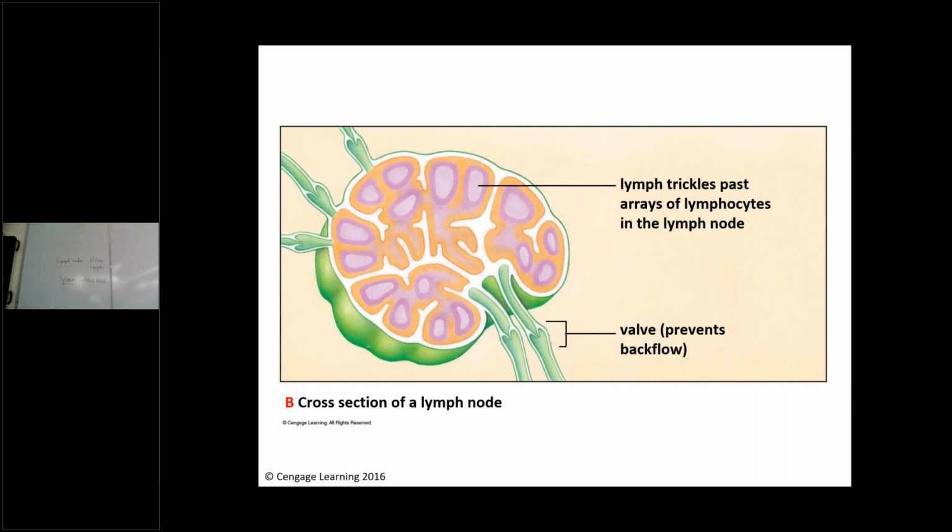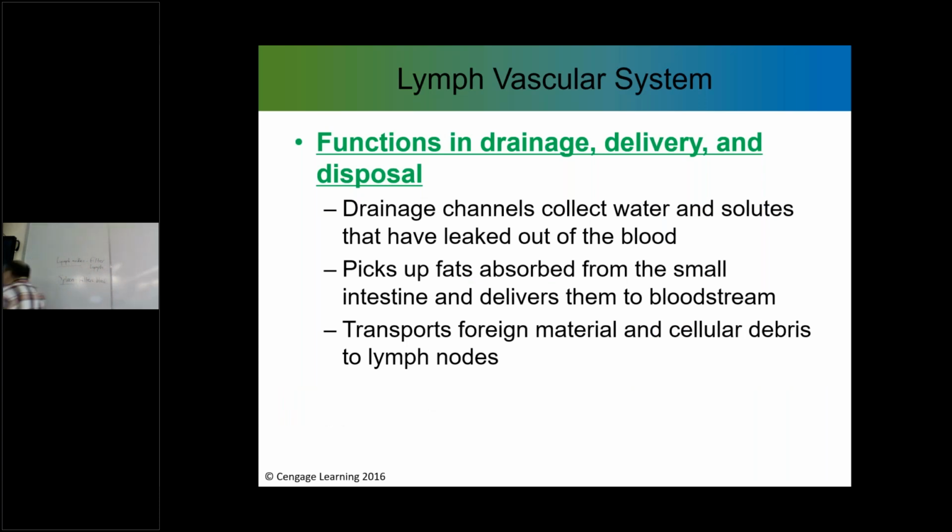Also, what are these little things right here? They're valves. They're valves. So they only allow for movement of lymph in one direction. Just like the veins have valves present that only move blood in one direction, right? Prevent backflow. Well, this also prevents backflow of the lymph in the lymphatic system, in those vessels. So, next slide.